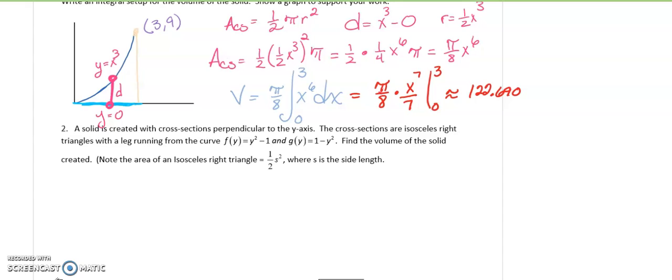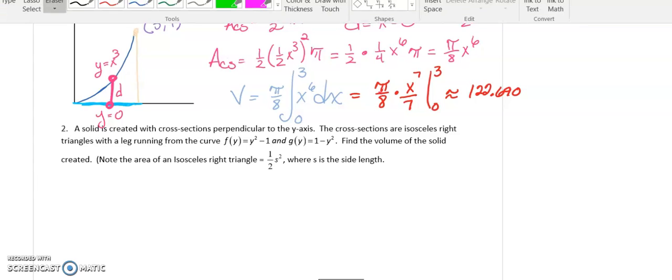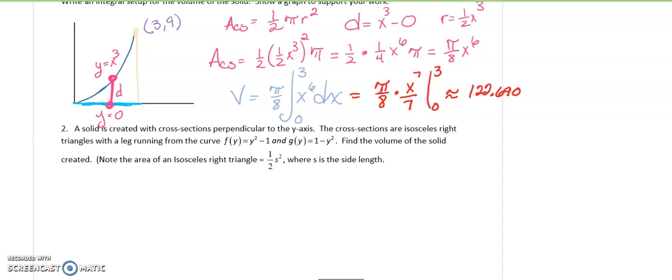I'd like you to go ahead and read this next problem and make a decision on how you would best integrate. Hopefully by now you've determined your best method of integration is with respect to y. And we determine that by deciding what the cross section is perpendicular to. And since it is running from these curves and they are perpendicular to the y-axis, we have no choice but to integrate with respect to y.